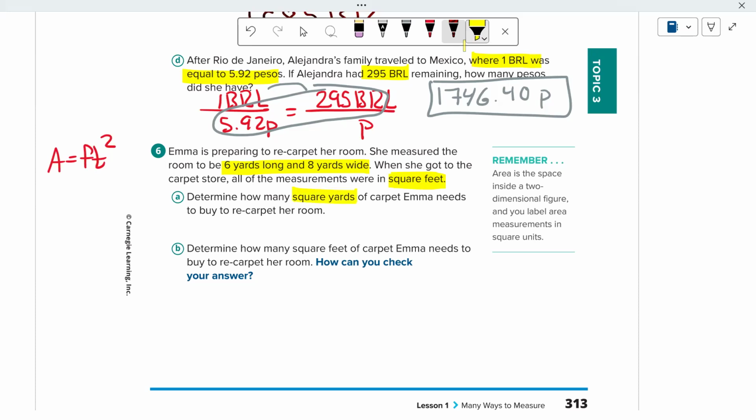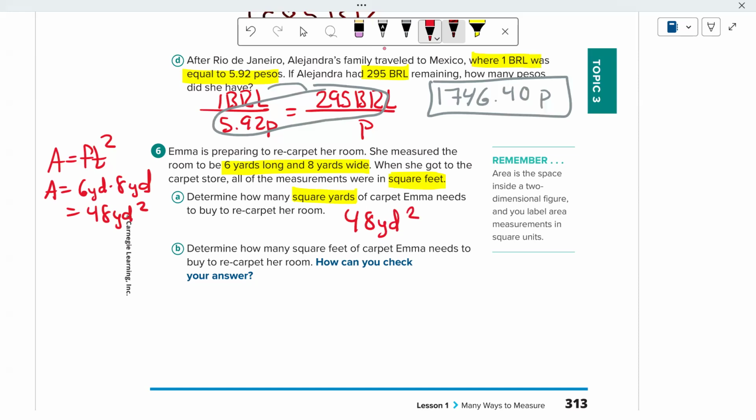Determine the amount of carpet Emma needs to buy to recarpet her room. So they want square yards. Area of a rectangle is base times height. So 6 yards times 8 yards. That's 48 yards squared. I thought that was crazy because they said yards, but that is right. So determine how many square yards: that's going to be 48 yards squared.